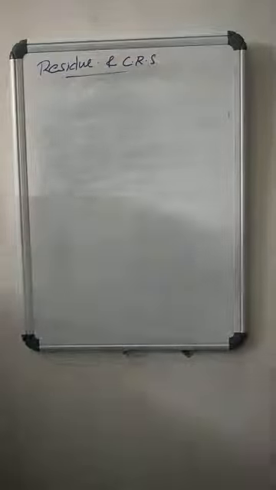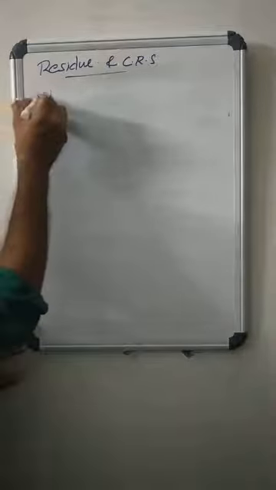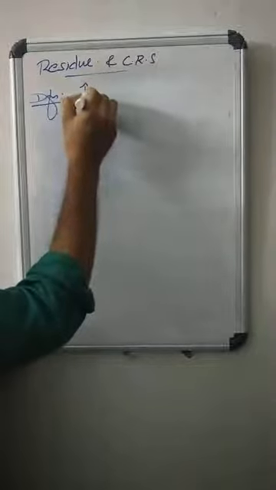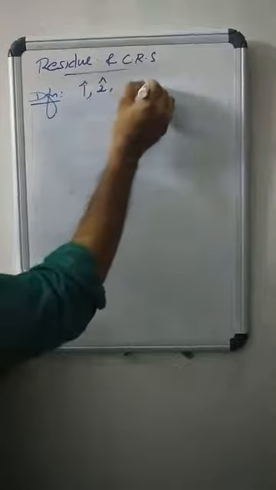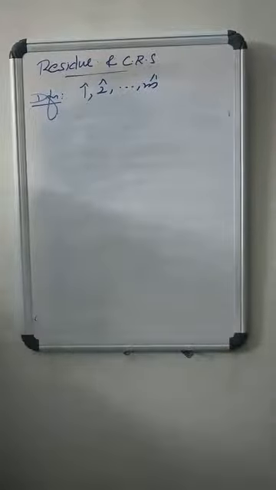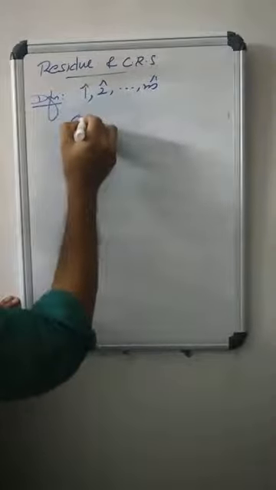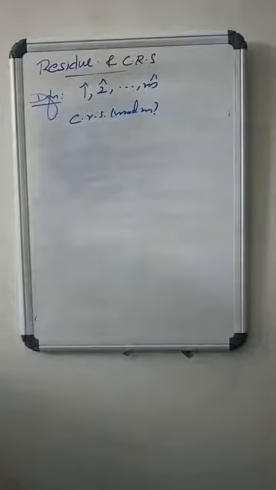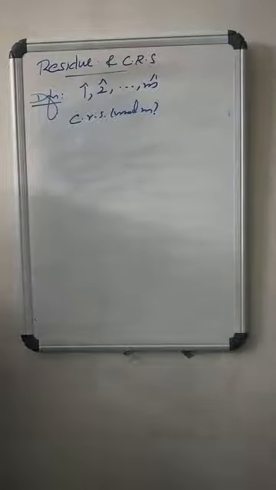Now we consider a definition. A set of m representatives, one from each of the residue classes 1-cap, 2-cap, etc. m-cap, is called a complete residue system mod m. Complete residue system mod m: a set of m representatives, that is, one from each residue class.